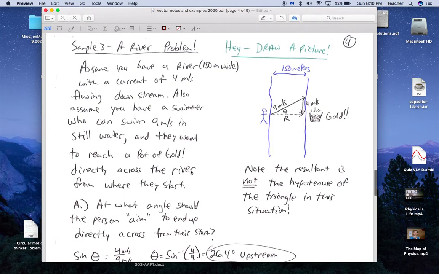So if they do that, hopefully you can recognize that they've got to aim upstream because the current's going to carry them back downstream. In this case, the resultant actually isn't the hypotenuse of the triangle, it's one of the legs of the triangle, because the person is going to aim upstream, that's where they're pointing, that's their 9 meters per second. And again, to get a resultant, we draw vectors tip to tail, so the current's going downstream, and so our resultant ends up going due east.